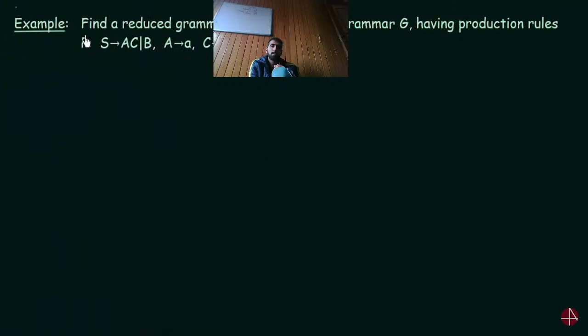So here we have an example which says: find a reduced grammar equivalent to the grammar G having these production rules. We are given a grammar G with production rules S gives ACB, A gives a, C gives cB | c, and E gives aA | e. Here the start symbol is S, the non-terminal symbols are S, A, C, B and E, and the terminal symbols are small a, c and e. So we have to find a reduced grammar for this.